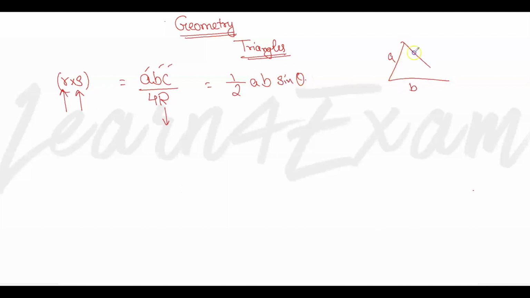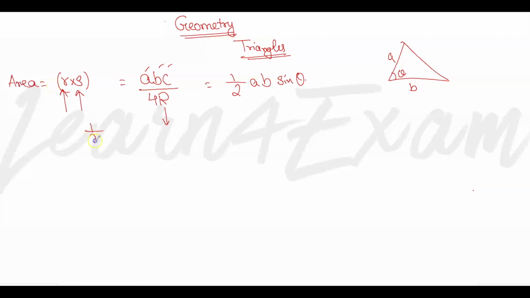Now in triangles we know that the area of a triangle can be written as r into s, where r is the inradius and s is the semi-perimeter. It can also be written as abc by 4R, where a, b, c are the lengths of the sides and capital R is the circumradius. It can also be written as half into ab into sine theta, where if this length is a, this length is b, and this angle is theta, then we can use this formula. And all these three formulas are used to calculate the area of a triangle.